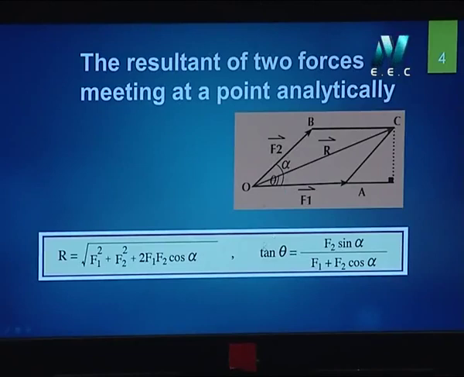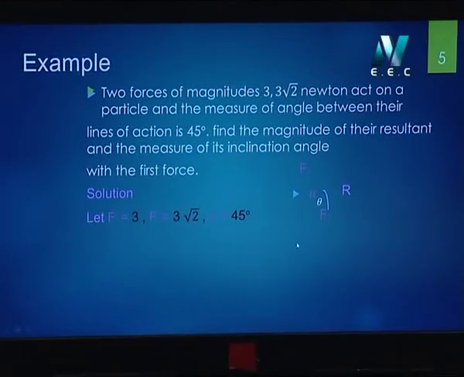Okay, to find the direction of the resultant, we will apply this rule: tan theta equals F2 sine alpha over F1 plus F2 cosine alpha. F1 is the force that the resultant is inclined on. Theta here is the angle by which the resultant is inclined on F1. Let's move to an example.